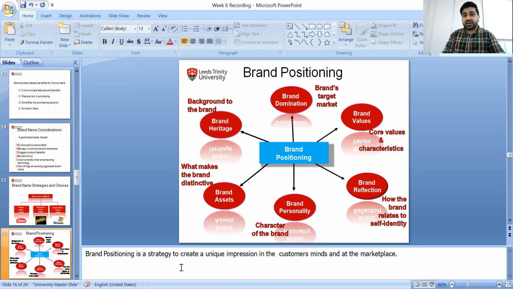Brand positioning. Brand positioning is very important, and most companies spend a lot of money on their brand positioning and their marketing as well. Brand positioning basically creates value. It creates reflection, personality, an asset, and a heritage. Also, it creates domination within the market. So every company is trying to make a brand positioning, basically to show their product as unique within the industry.